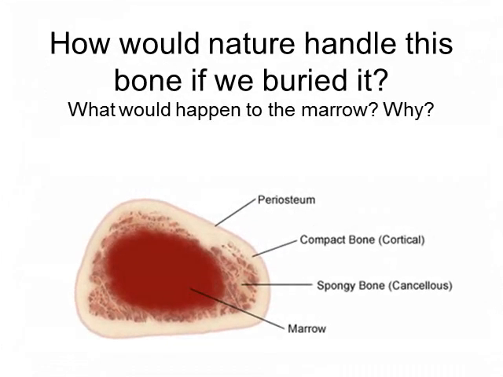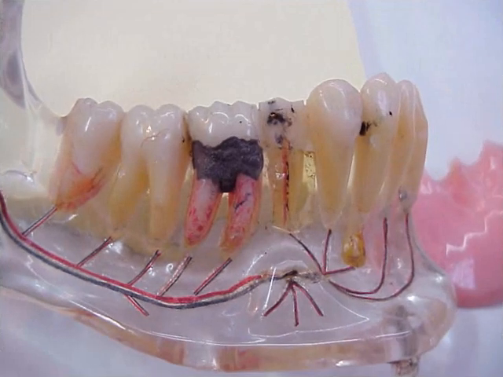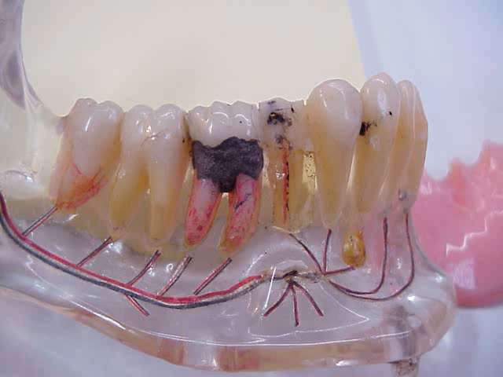How would nature handle this bone if we buried it? What would happen to the marrow and why? Well, I imagine if I buried this soup bone, that bacteria would come and hobgobble all the flesh out of the marrow of this bone, and if I dug it up in a year, it would be completely empty. When we look at a tooth and we section it, we see that the blood vessel and the nerve and the lymphatics go all the way up into the inside of this tooth.